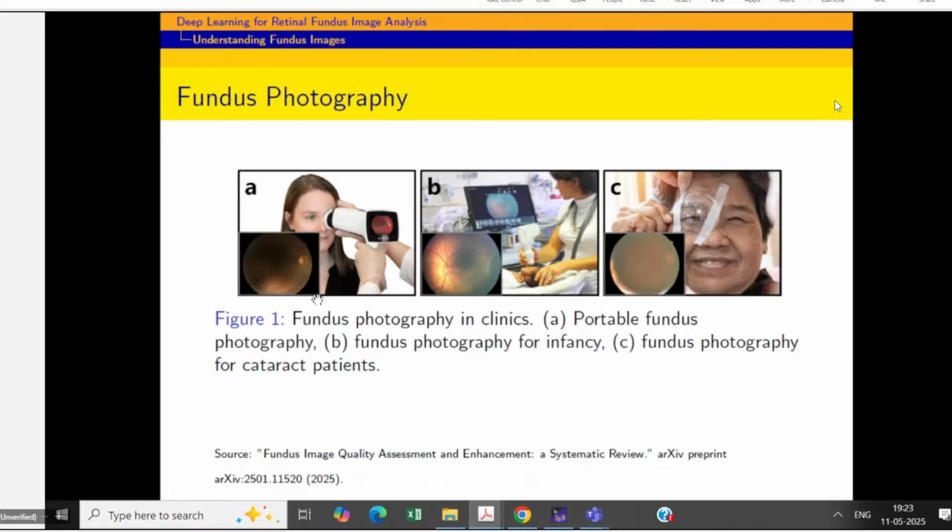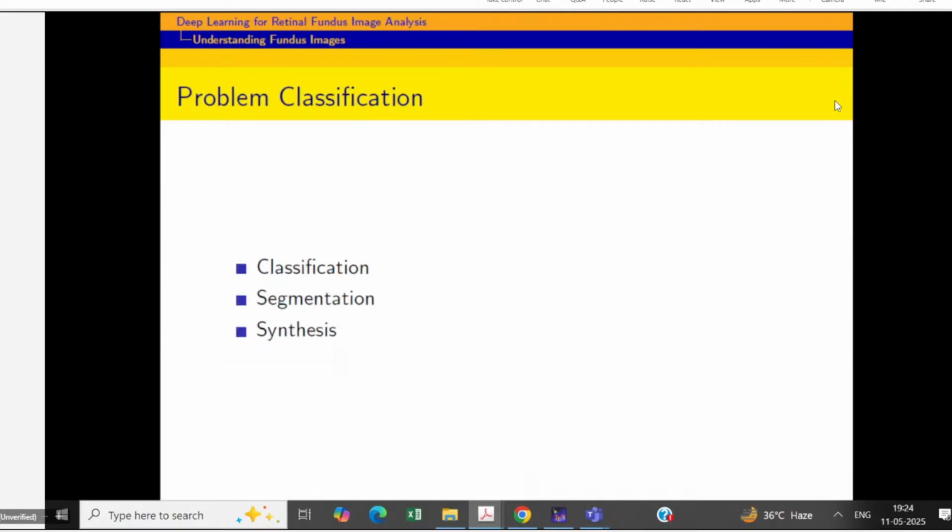So there is also fundus photography of infancy. If you want, you can just take the fundus photography of children as well, the babies, and fundus photography for cataract patients. So the characteristics of the fundus image in the pathological regions for each of these eye diseases are very different. That also we need to understand, right? So we have got a little bit of experience now, so we can at least tell what kind of disease is there in this fundus image. But still, there are cases which we cannot. We need the help of the ophthalmologist there.